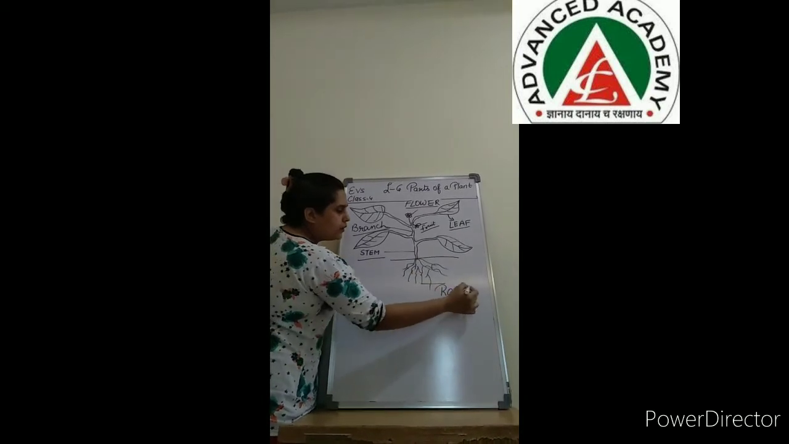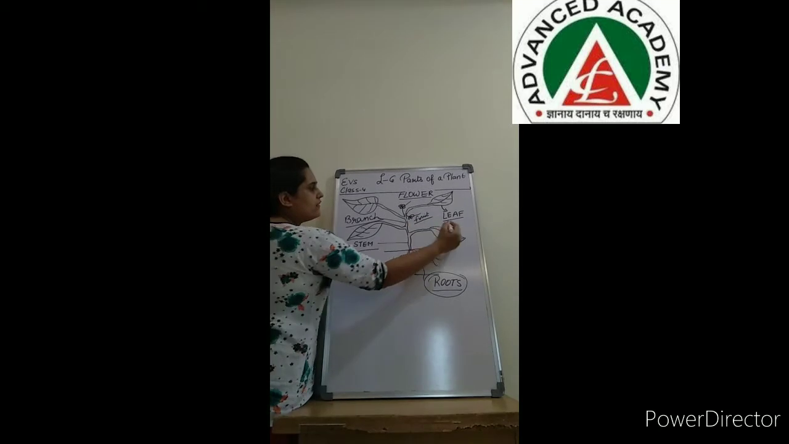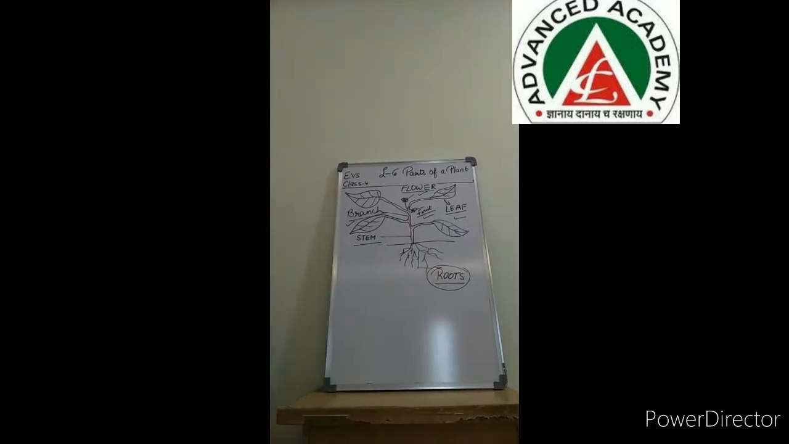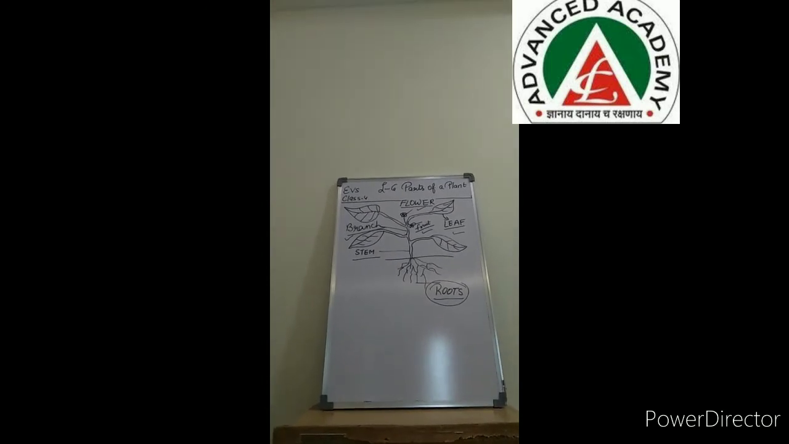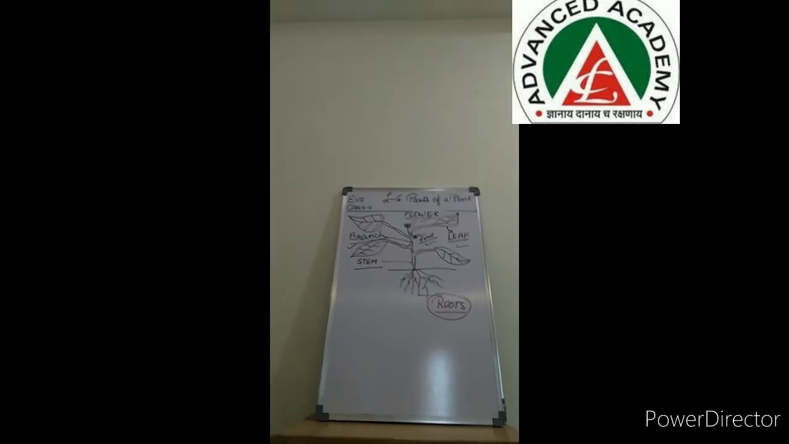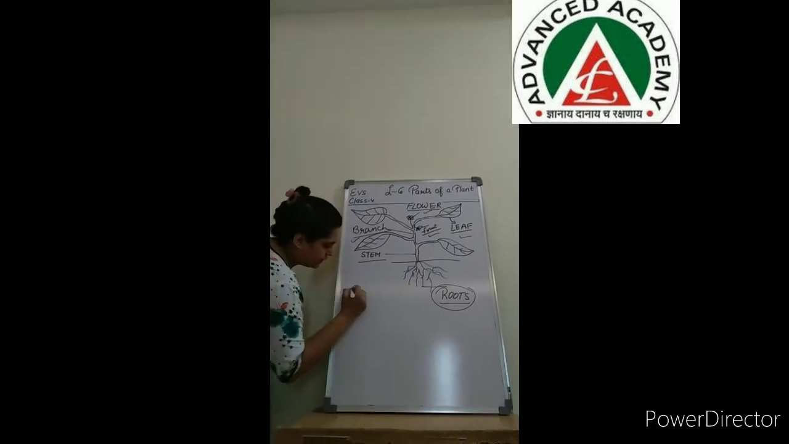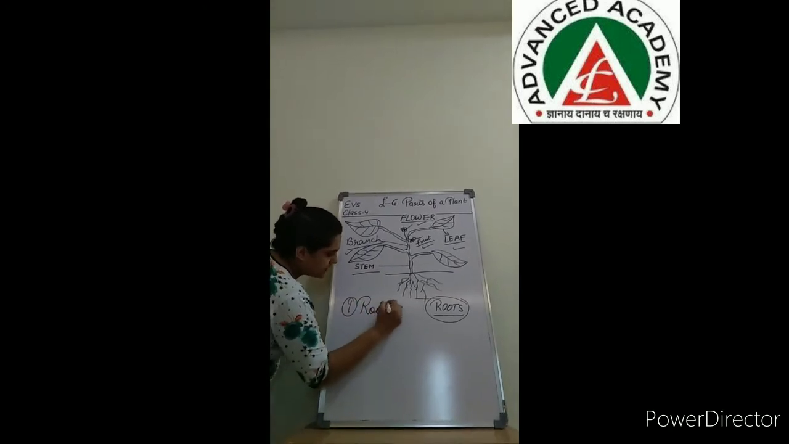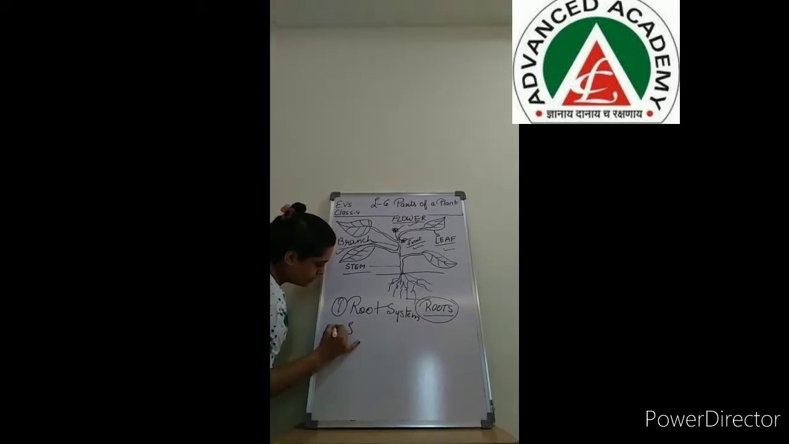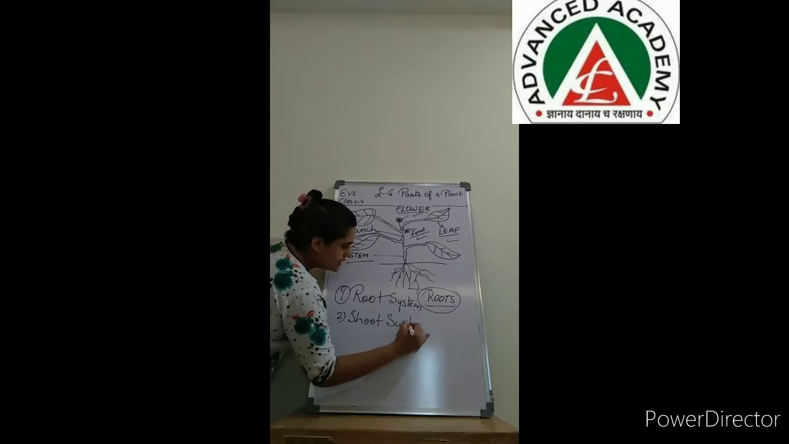So under the ground, what is there? Roots. And above the ground we have leaf, stem, fruit, branch. These are the parts which are above the ground. A plant has two main systems. The first one is the root system and the second one is the shoot system. Today we are going to learn about these two systems.